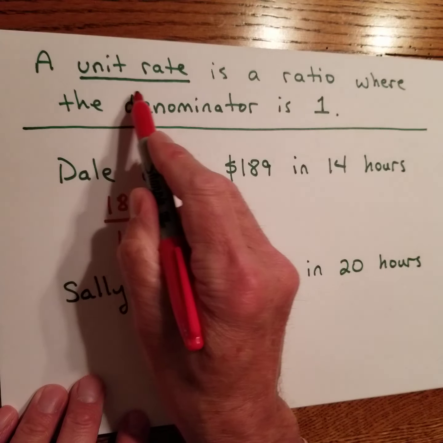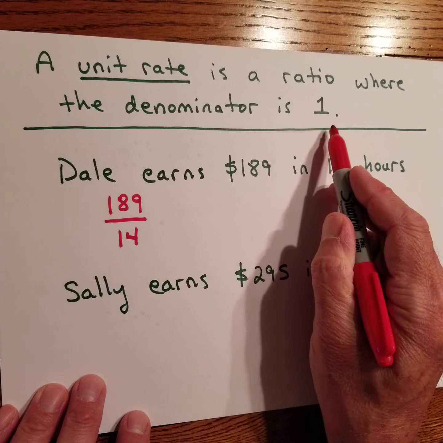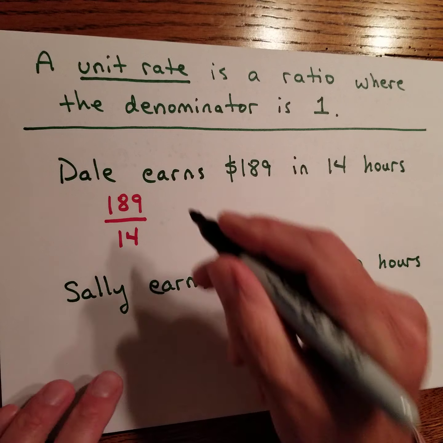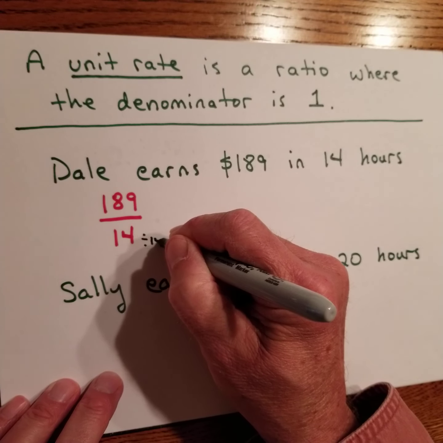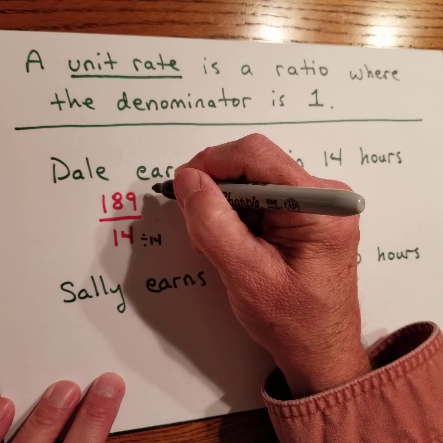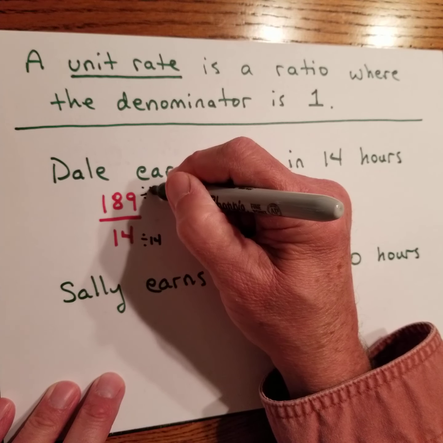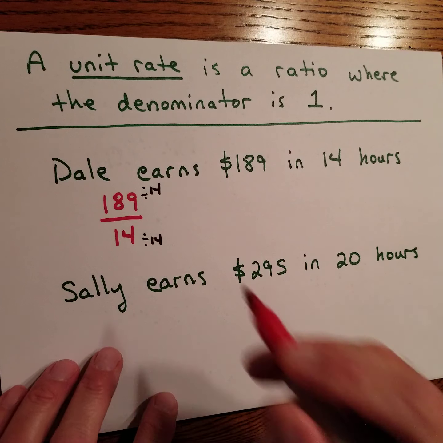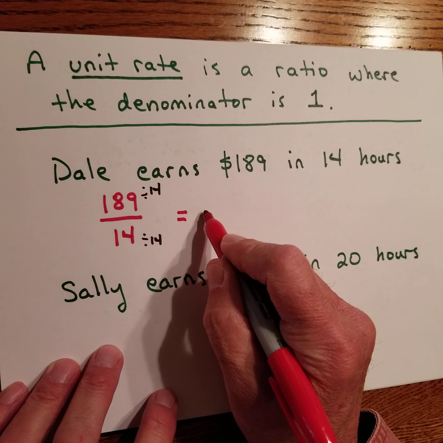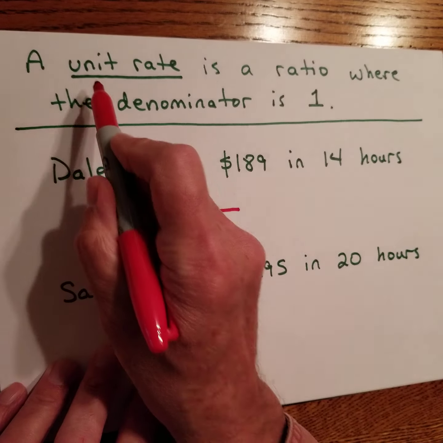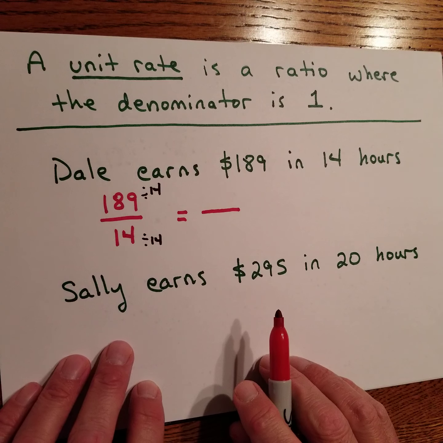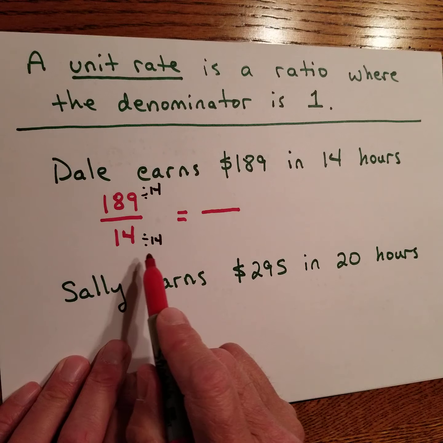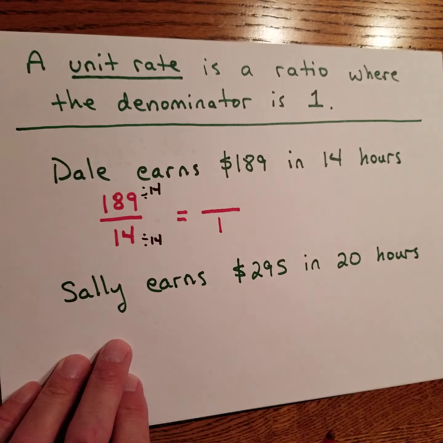To change this into a unit rate, the denominator must be 1. In order to make the denominator 1, I should divide it by itself. Now, if I divide the bottom by 14, I must also divide the top by 14. Normally, when we reduce fractions, we don't want decimals in our answers. But when we create unit rates, it's okay to have a decimal in your answer. The goal is to have the denominator be 1. 14 divided by 14, that's 1.